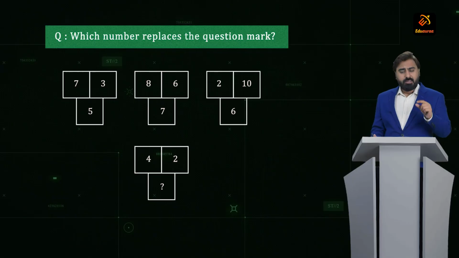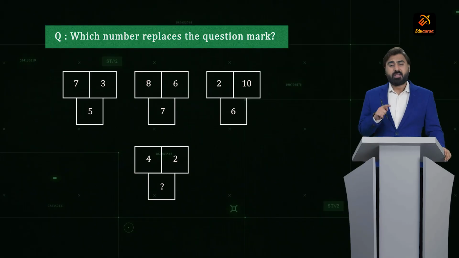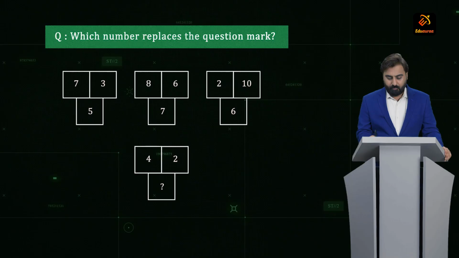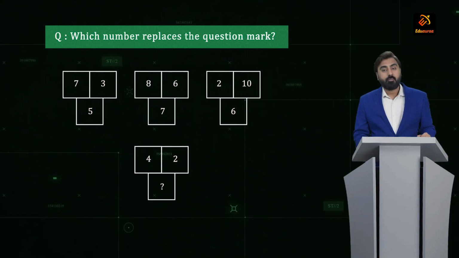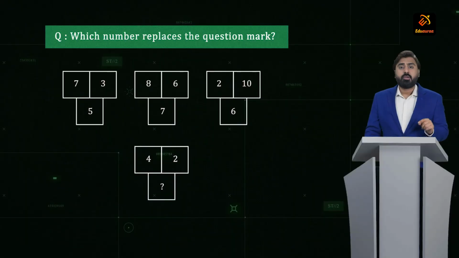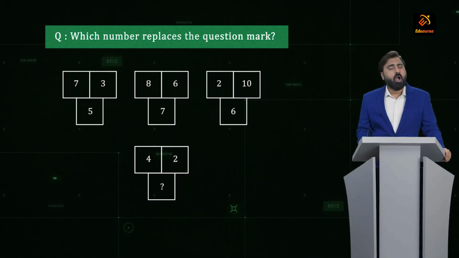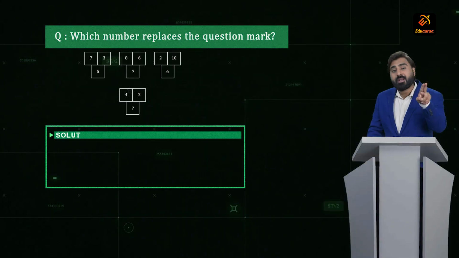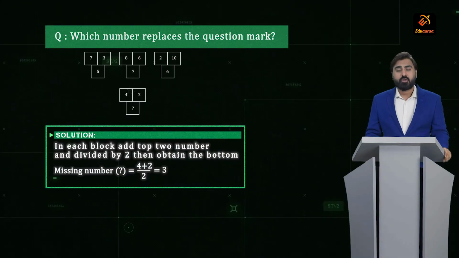So, check your first block. 7, 3 and 5. Total how many numbers are present? 3 numbers are present. If we add 7 and 3, how many numbers did we add? We added 2 numbers. So, after adding these 2 numbers, divide by 2. So, 7 plus 3 divided by 2 gives us 5, the third number.